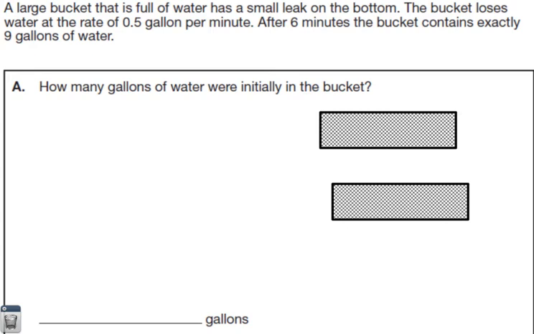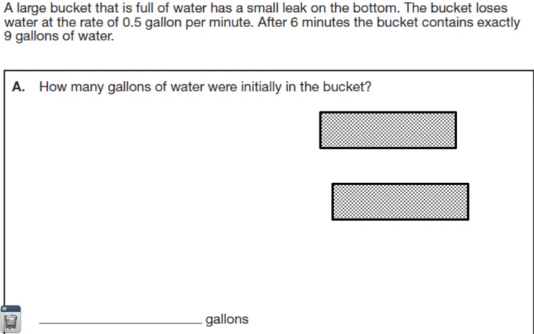So part A on this one is asking how many gallons of water were initially in the bucket if we were losing water at a rate of 0.5 gallons per minute, or half a gallon per minute. And after 6 minutes, the bucket contains exactly 9 gallons of water.